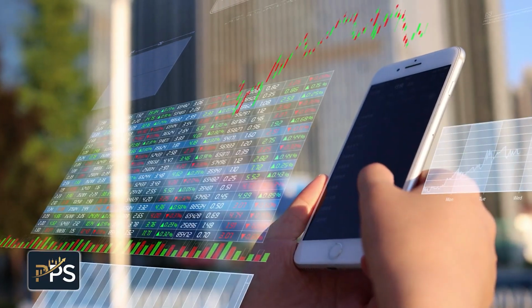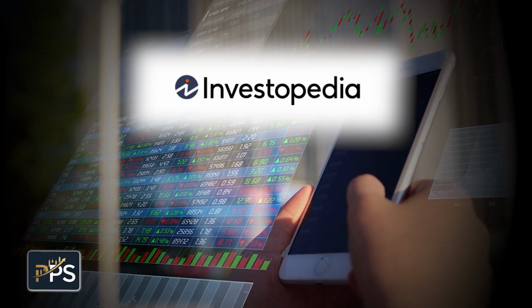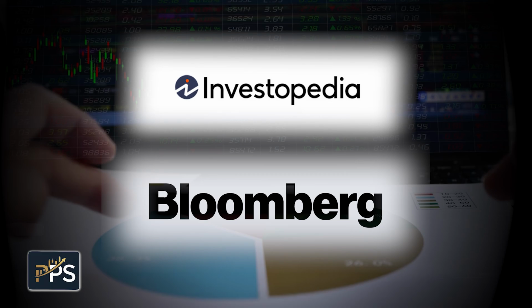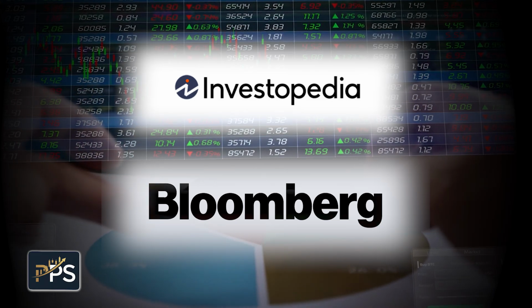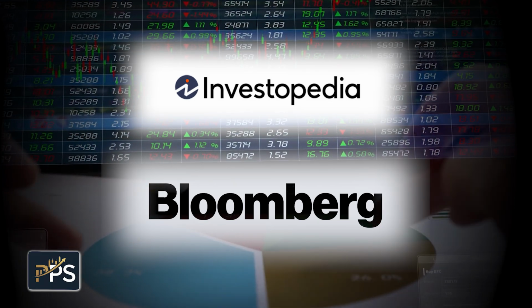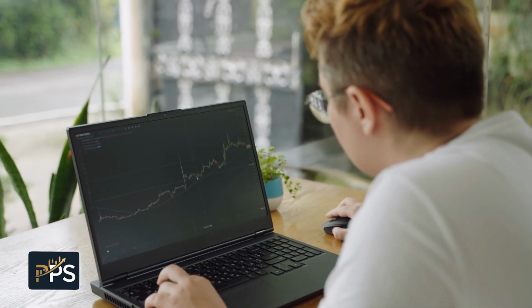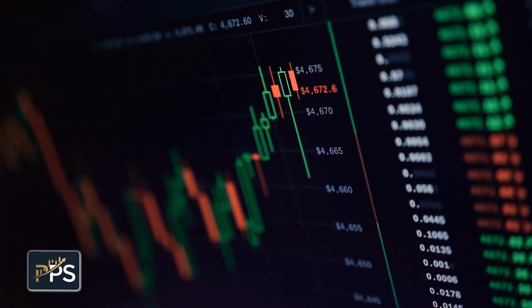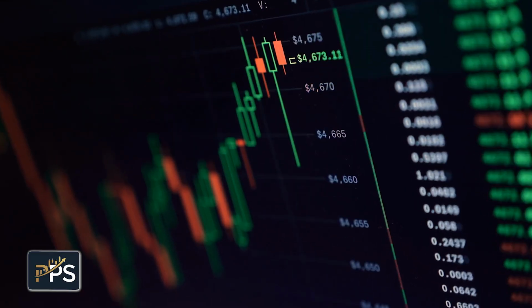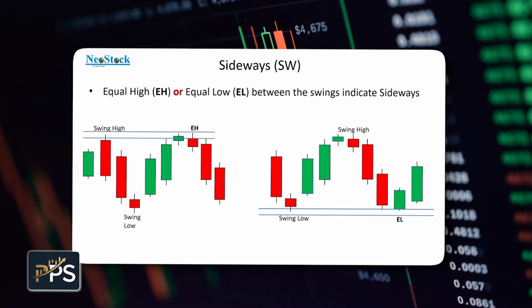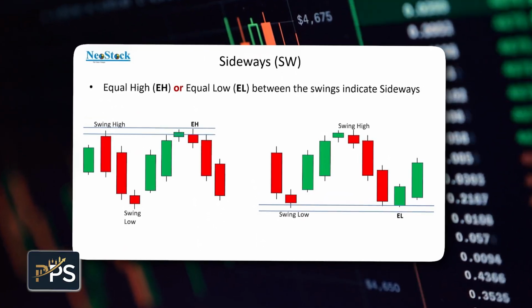According to market experts quoted in Investopedia and Bloomberg, liquidity gaps often signal zones where price may face rejection or sudden volatility. Traders who can spot such areas early usually find themselves ahead of the crowd. On charts, liquidity appears in several forms. One of the most common examples is equal highs and equal lows.